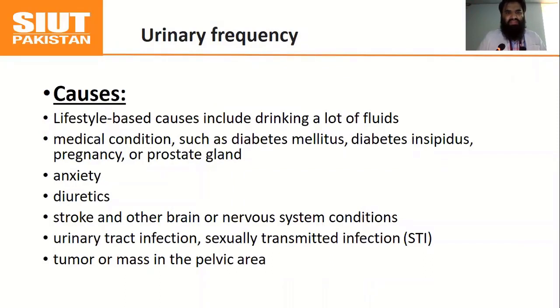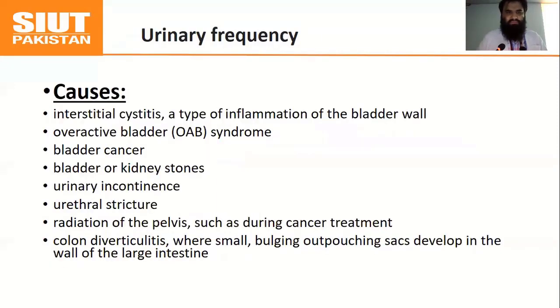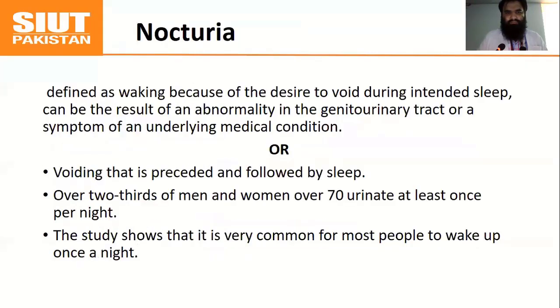The causes of urinary frequency are lifestyle, including drinking a lot of fluids, and medical conditions such as diabetes mellitus, diabetes insipidus, pregnancy, prostate gland problems, anxiety, diuretics, stroke and other brain or nervous system conditions, urinary tract infection, sexually transmitted disease, and tumors or masses in the pelvic area. Other causes are interstitial cystitis, a type of inflammation of the bladder wall, overactive bladder, bladder cancer, stones of the kidneys and bladder, urinary incontinence, urethral stricture, radiation of the pelvis, and colon diverticulitis.